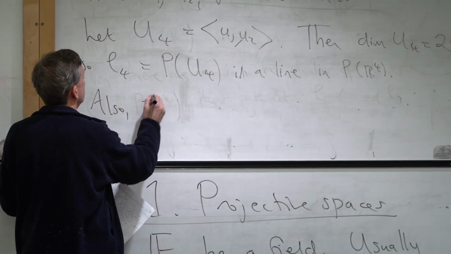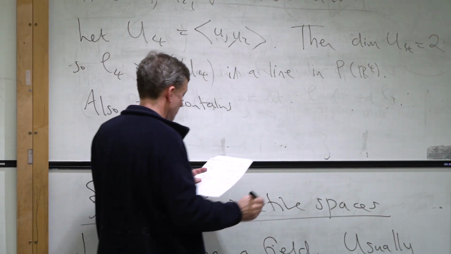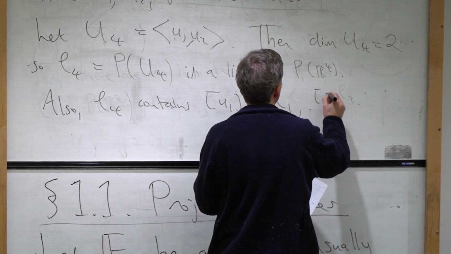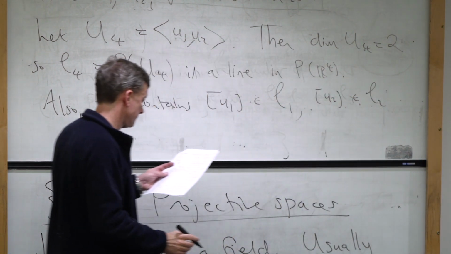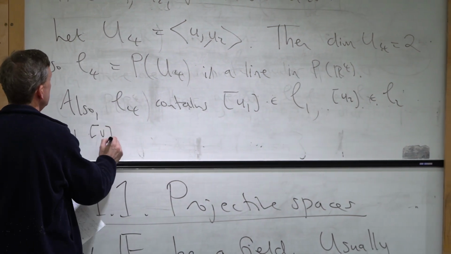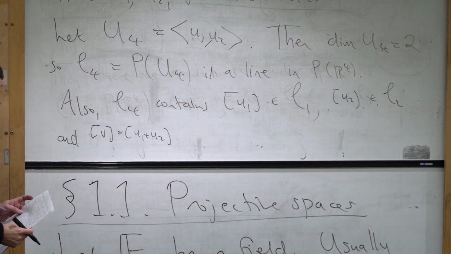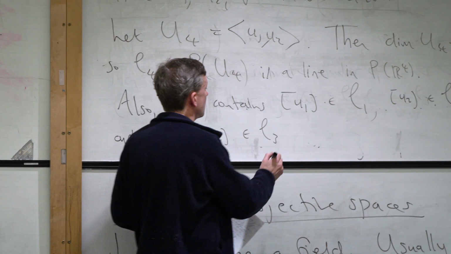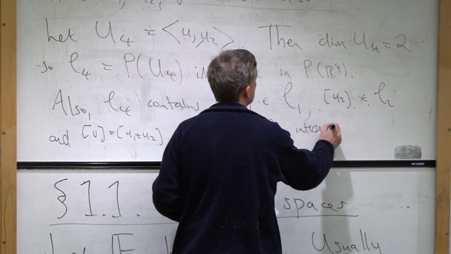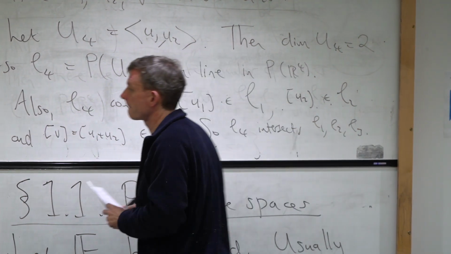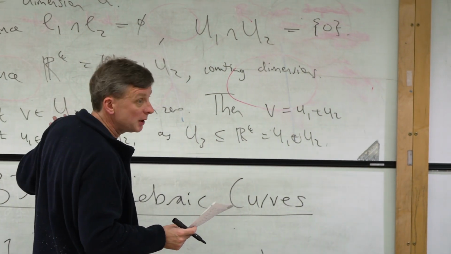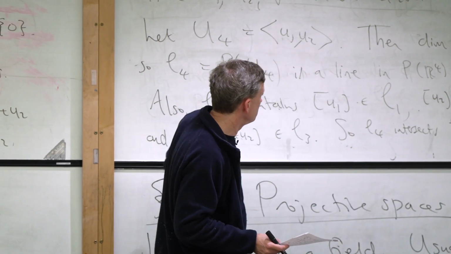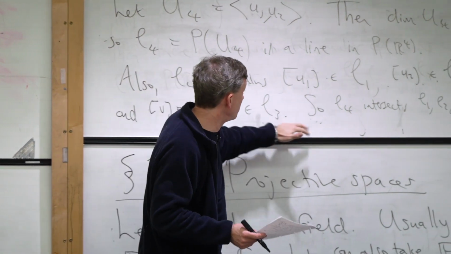Also, L4 contains the point [u1], which lies in P of U1, which is L1. And it contains the point [u2], which lies in L2. And it contains the point [v], which is u1 plus u2, and that lies in our line L3. That's what we chose. So L4 intersects L1 and L2 and L3. It's not equal to the line L3 because it also contains [u1] and [u2], which don't lie in L3. Okay, so we found one line intersecting all three of these.